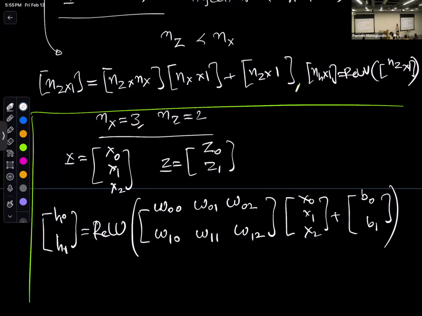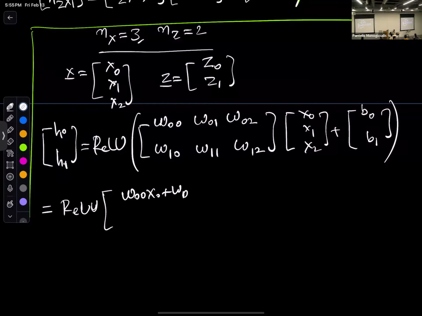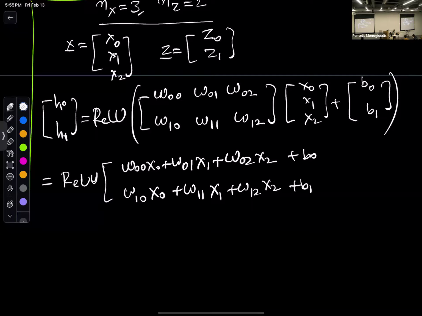Okay, ReLU, so we'll see that now in front of us, in fact. So let's see. Who's going to do the brave, the difficult multiplication here? So it's going to be ReLU of what? W00 x0 plus W01 x1 plus W02 x2, plus B0, correct? And W10 x0 plus W11 x1 plus W12 x2 plus B1.